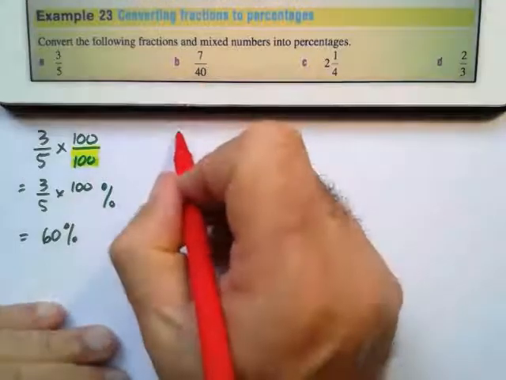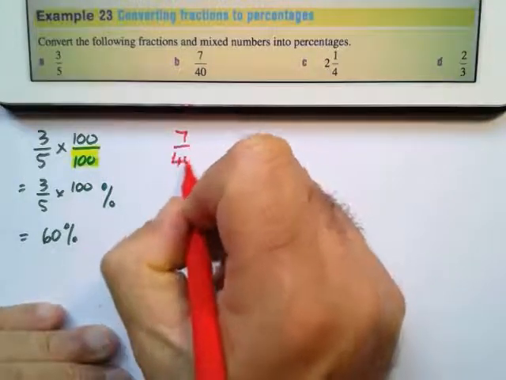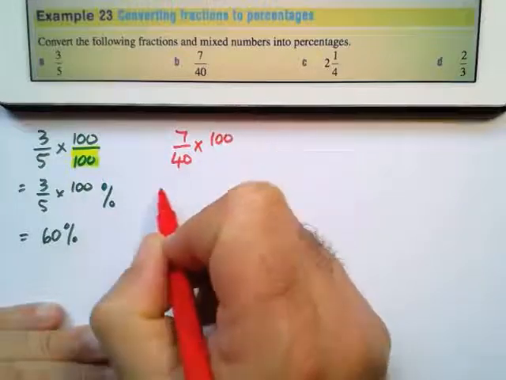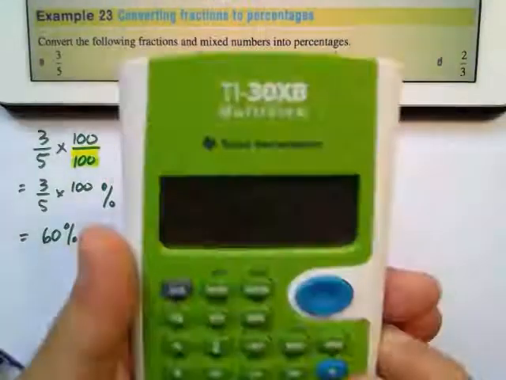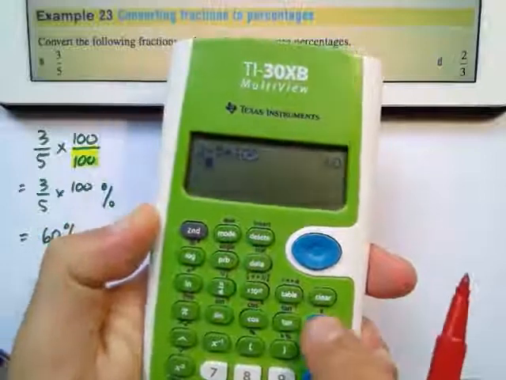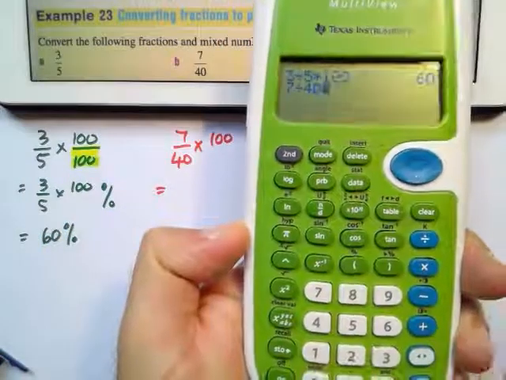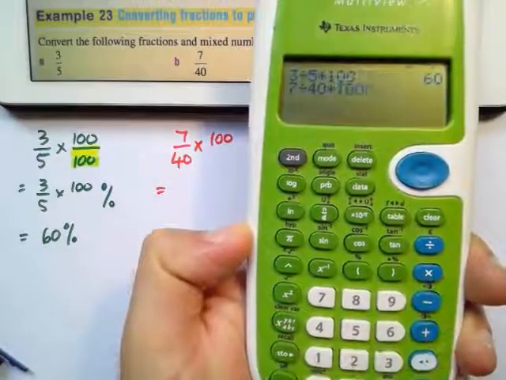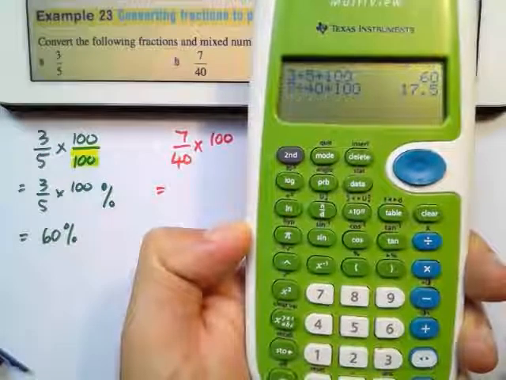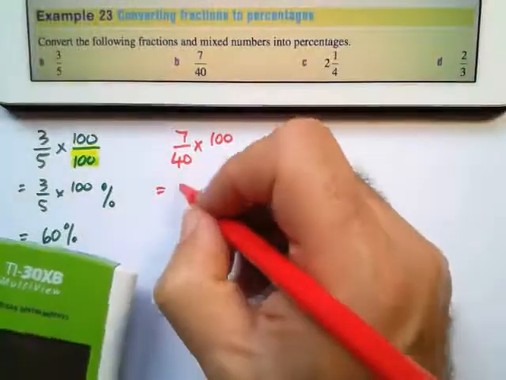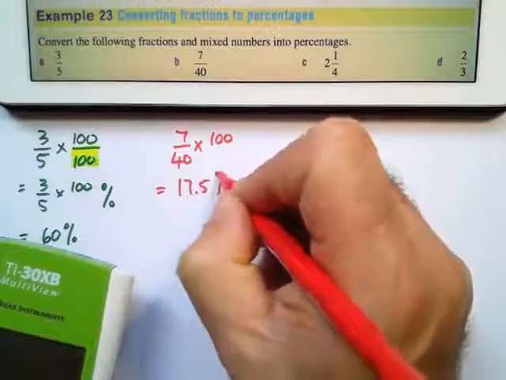So 7 out of 40 is 7 out of 40 times 100 equals, calculator, 7 divided by 40 times 100, enter, is 17.5%.